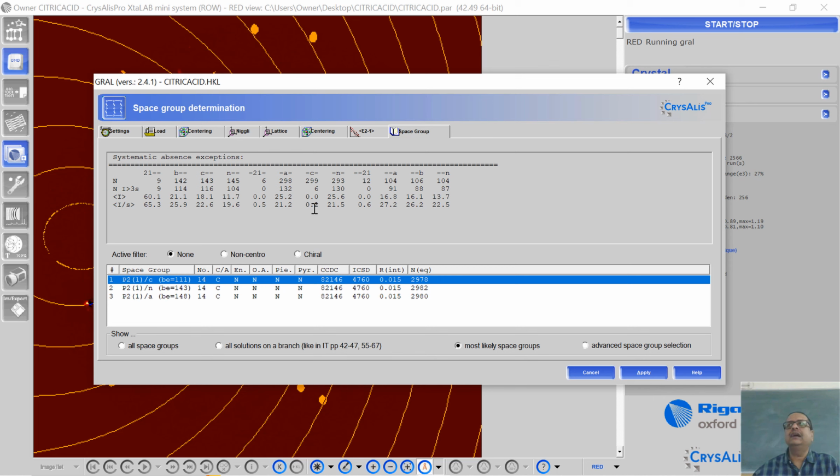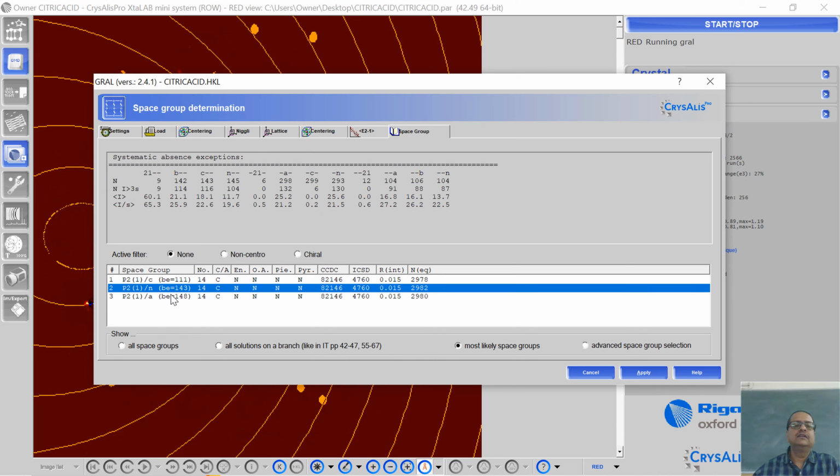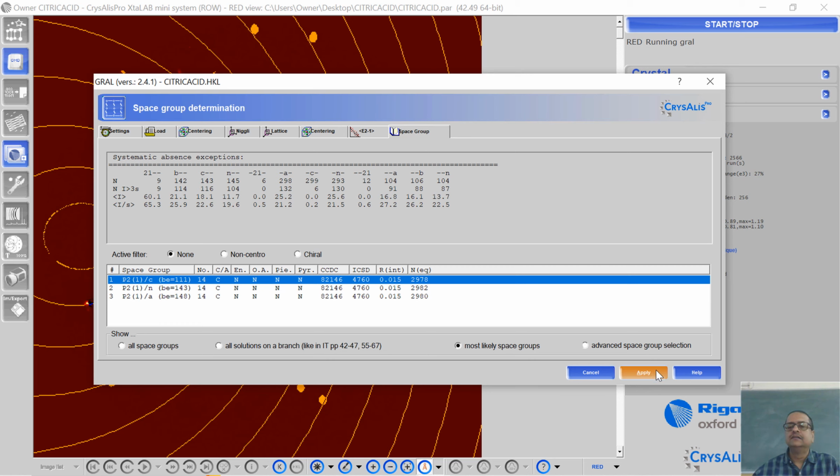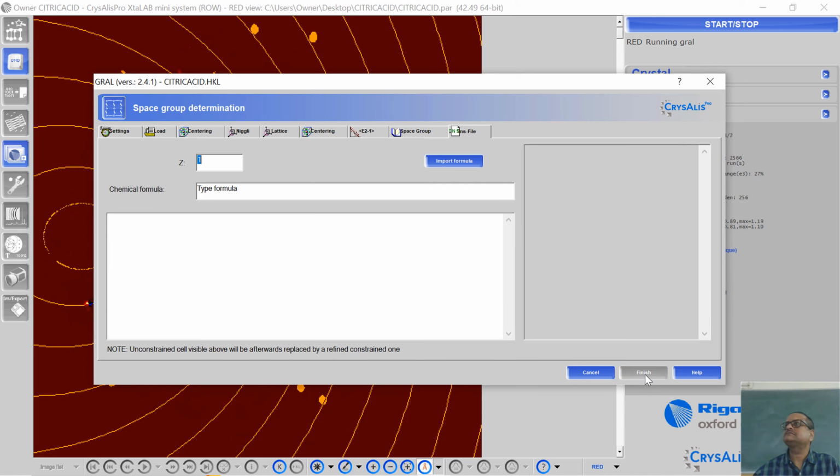2,1 along y and C perpendicular to y. You should not check those two because that is the real condition. And then you apply. Now it is asking you to incorporate the formula and the Z value for P21 by C. So for P21 by C, Z is 4.